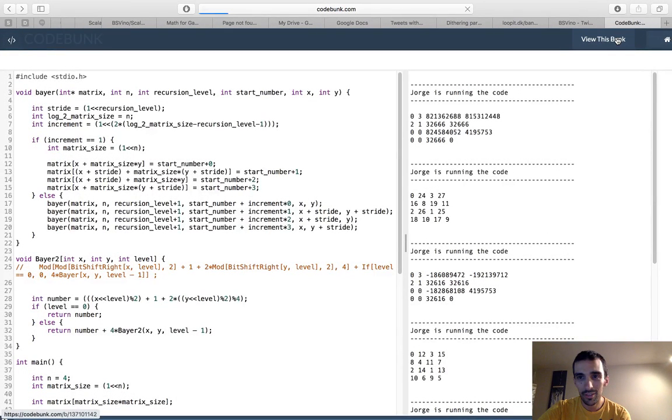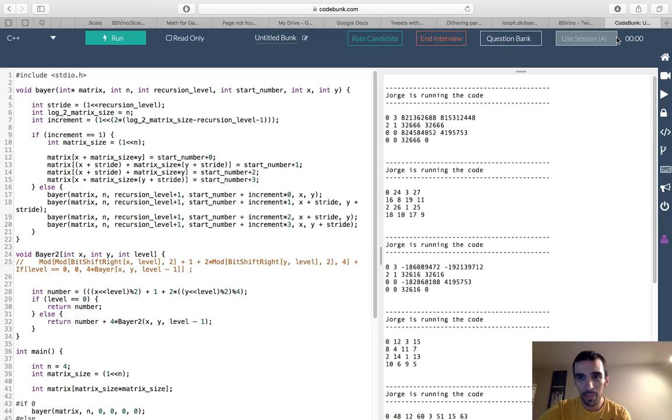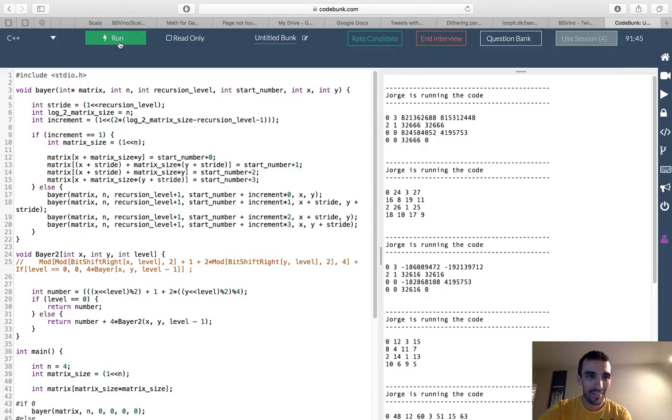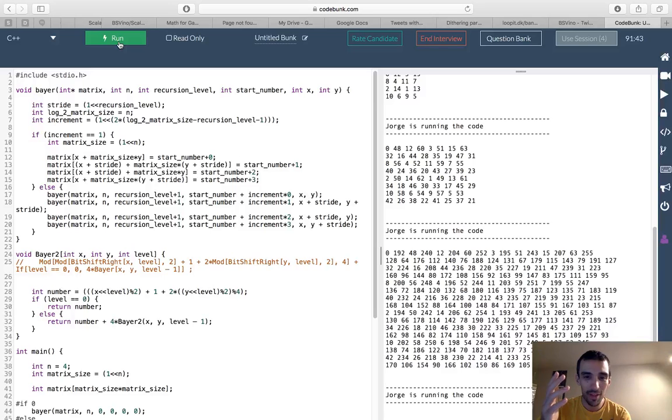I was viewing the bunk. I'm still viewing the bunk. Run. So the top bar completely disappeared before for some reason. Who knows why. And now it's back for no reason. Alright. So it's running the code. It's taking a while. Well, we already know it's wrong, so who cares?